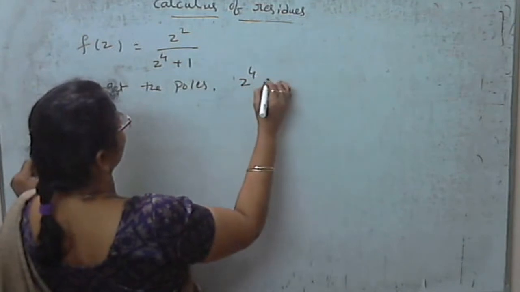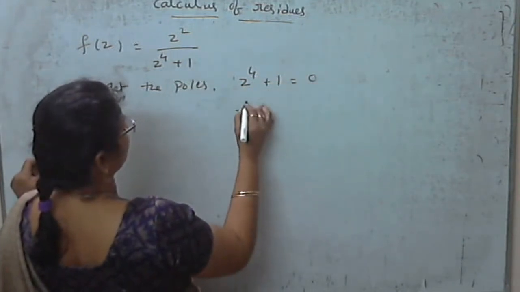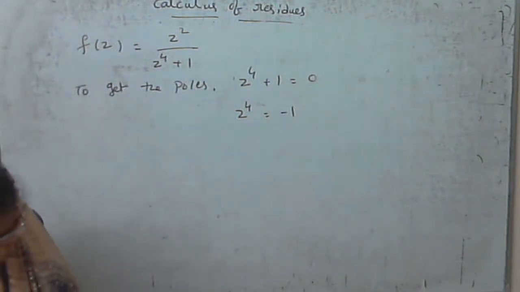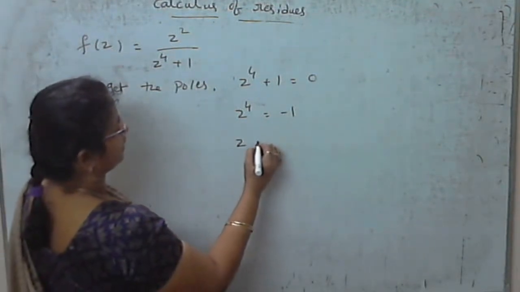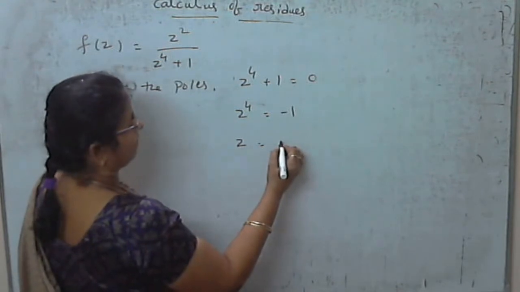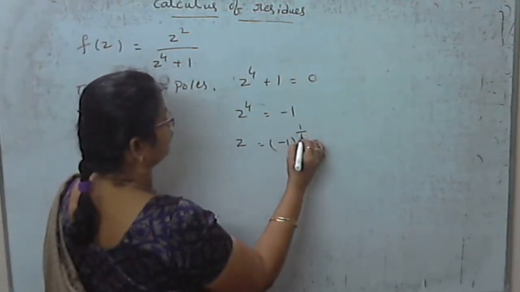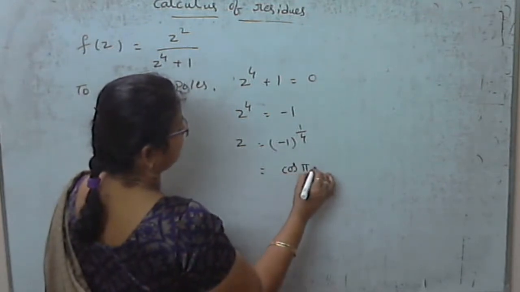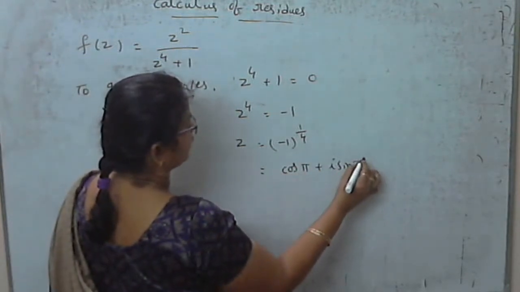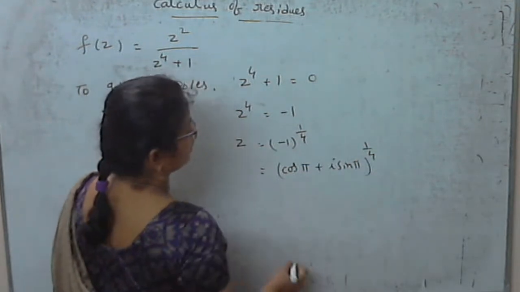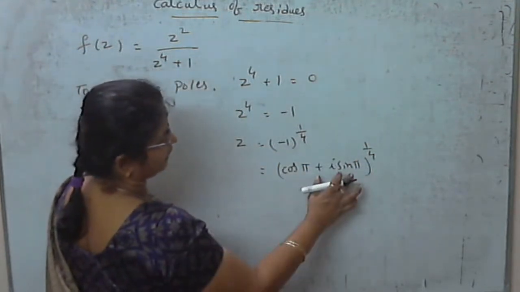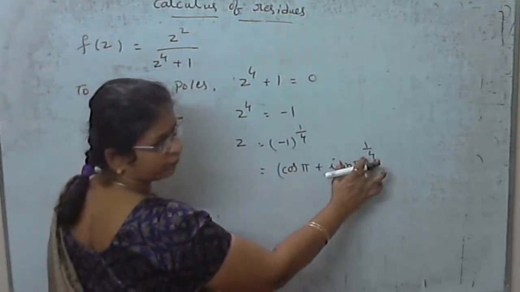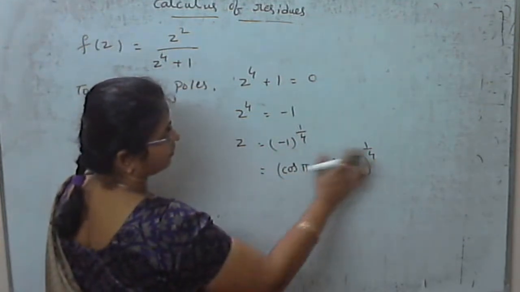let the denominator equal to 0, z power 4 plus 1 equal to 0, z power 4 equal to minus 1. So z equal to minus 1 whole power 1 by 4. Minus 1 means cos pi plus i sin pi, since cos pi is minus 1 and sin pi is 0. So minus 1 can be written as cos pi plus i sin pi, whole power 1 by 4. So this is the complex variable.